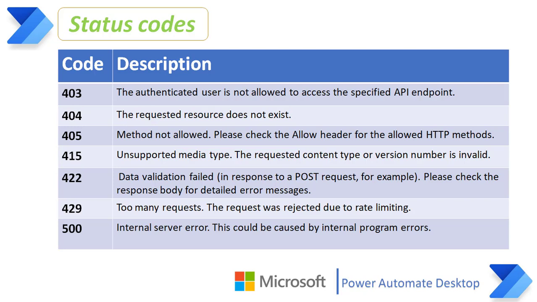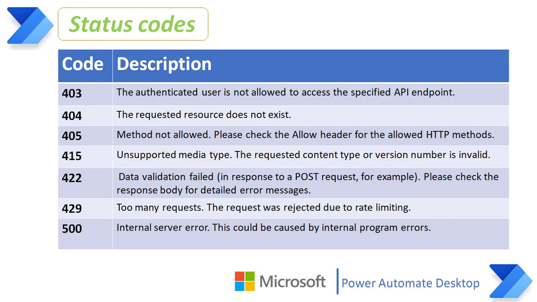And you can see 403: the authenticated user is not allowed to access the specified API endpoint. 404: the requested resource does not exist. In such cases, if you give a post operation and the post method is not available inside the web API, it will give the status code 404. And 422 is for when data validation fails. If there are any unsupported media types, you will get 415.